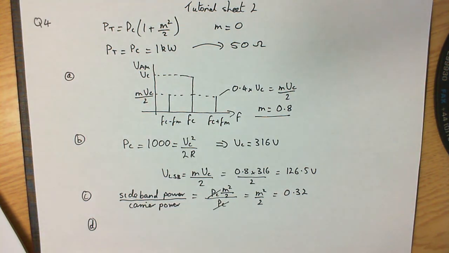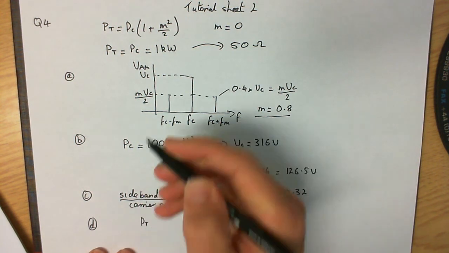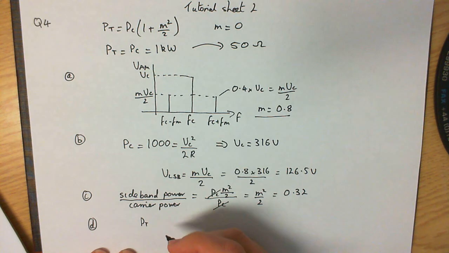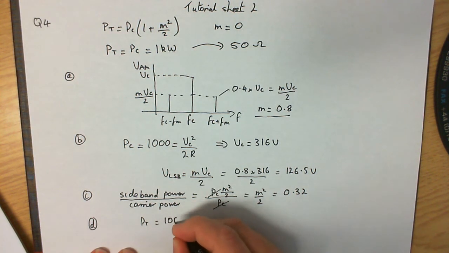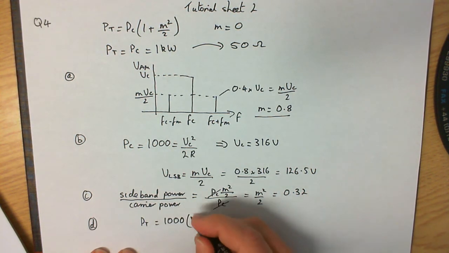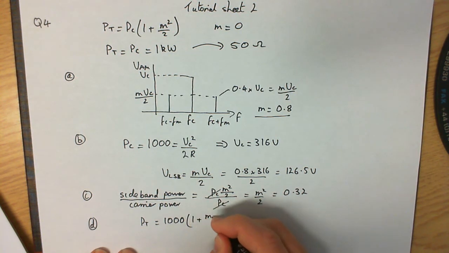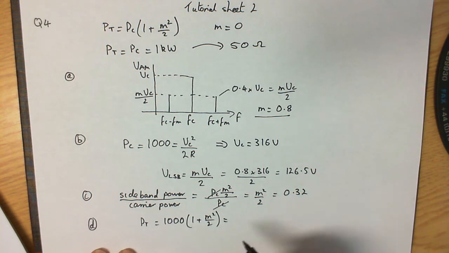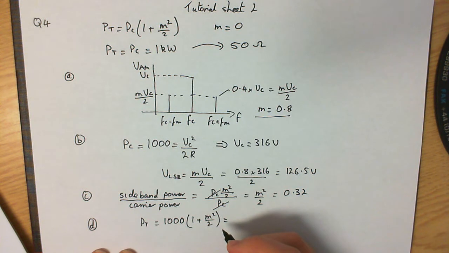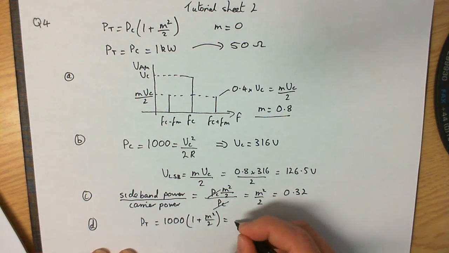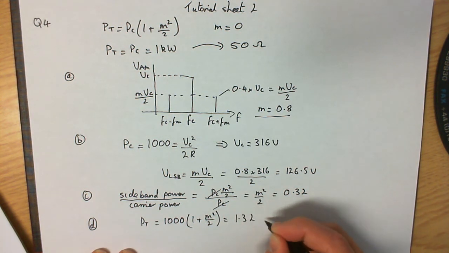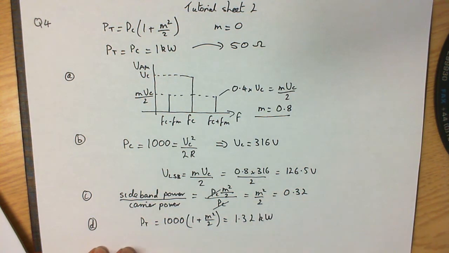Part D is then asking for what is the total output power given everything that we've got so far. So the total output power using the equation above is 1000 for our carrier power times 1 plus m squared over 2. And if you use the value of m that we have, which is 0.8, we get an answer of 1.32 kilowatts.